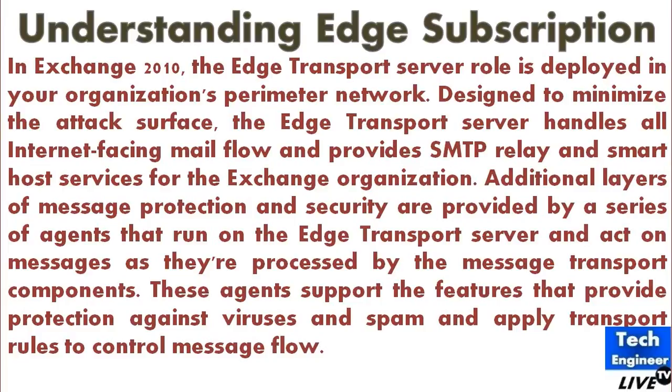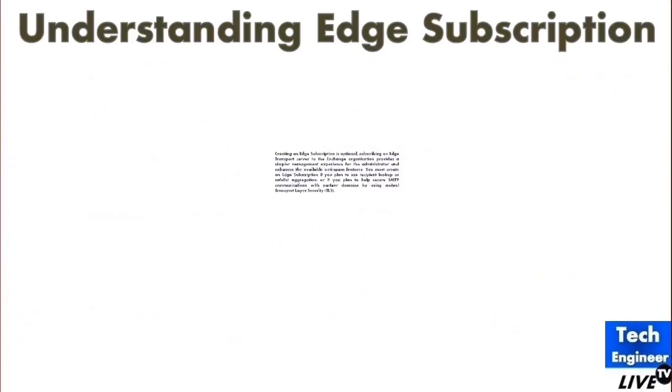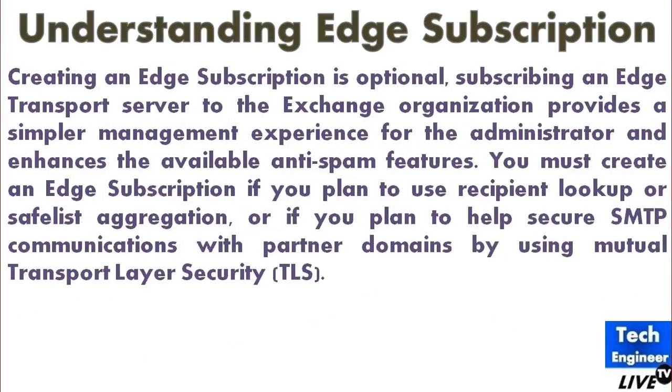So in that mail flow, if you already have an Edge Transport Server, then you have to have the Edge subscription, and through the Edge subscription the hub transport server will be able to know which particular Edge Transport Server will process the security concerns of the hub transport server's mail flow. Creating an Edge subscription is totally optional.